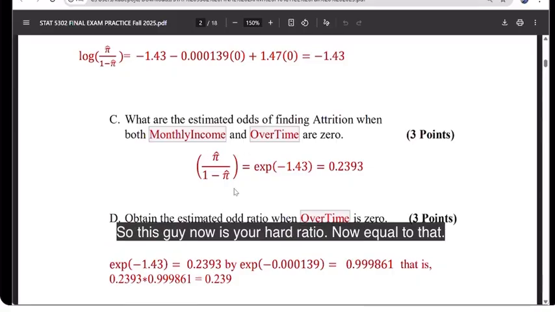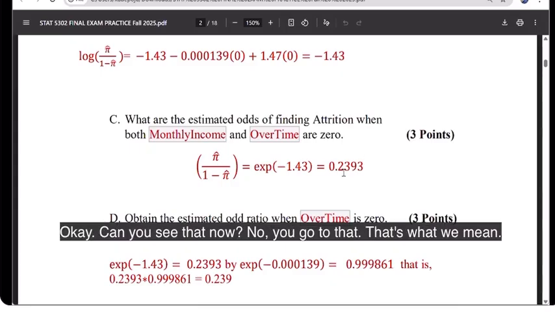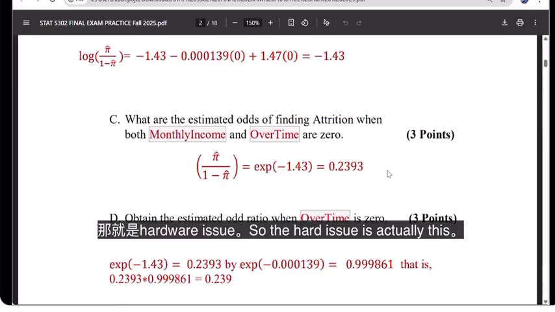So this guy now is the odd ratio, now equal to that. Can you see that now? That's what I mean. That is the odd ratio. So the odd ratio is actually this.